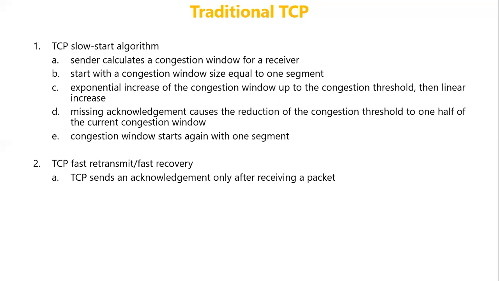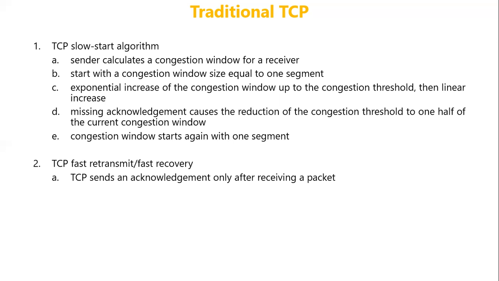Again it will keep doubling the packets that are transmitted every time until it reaches the threshold. After it reaches the threshold, it will linearly increase. So this process continues. This is what is called the TCP slow start algorithm.